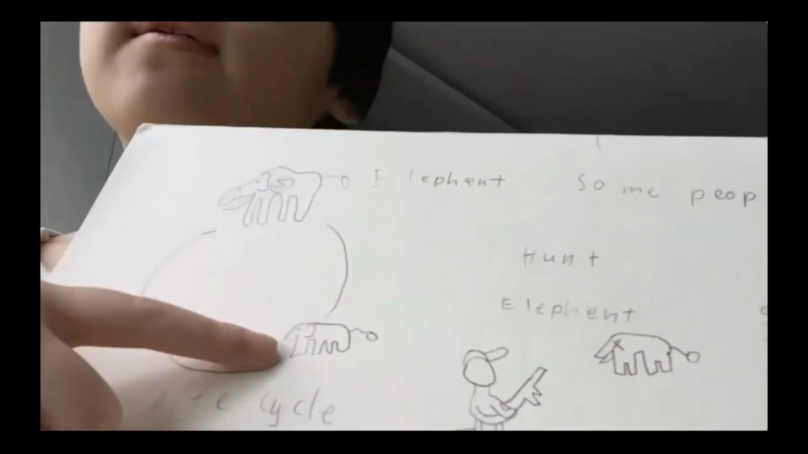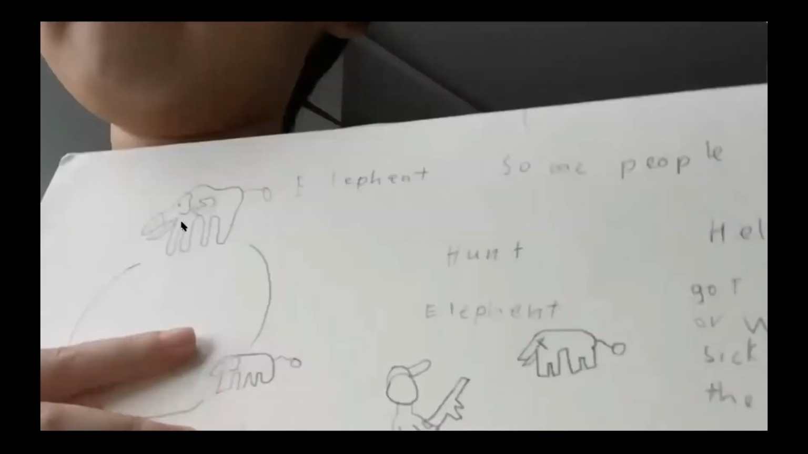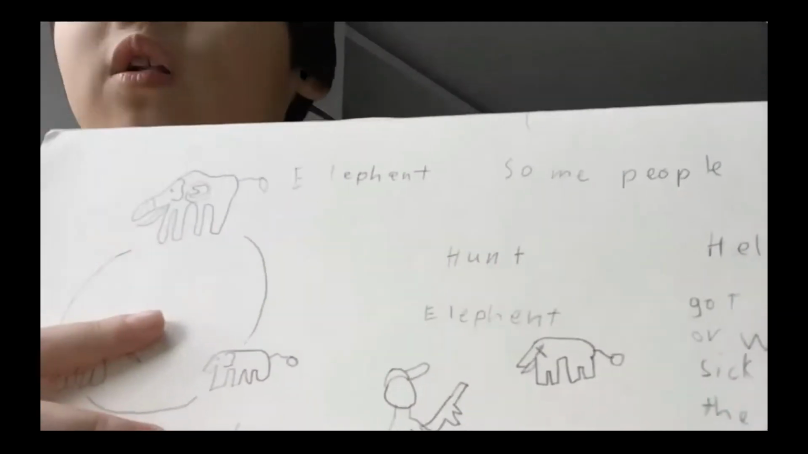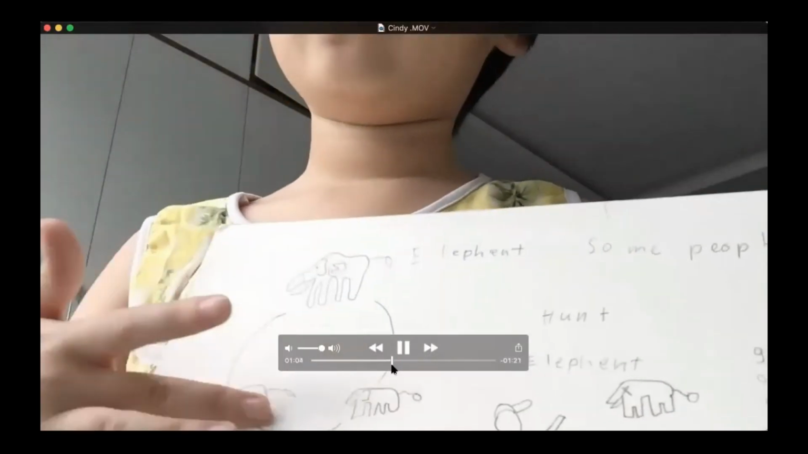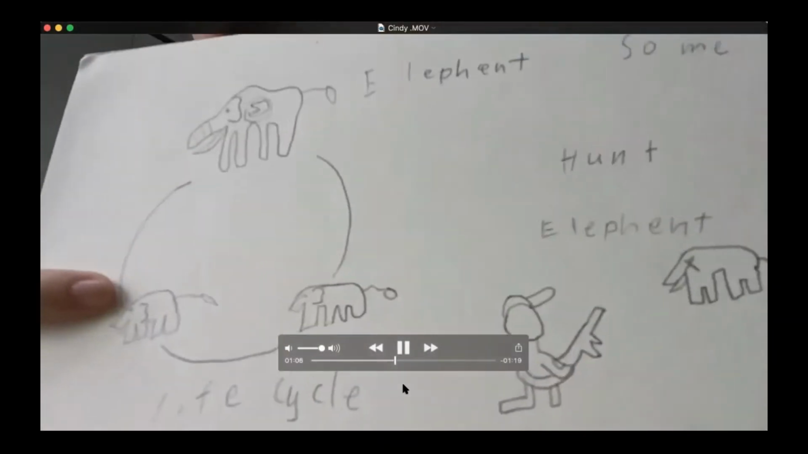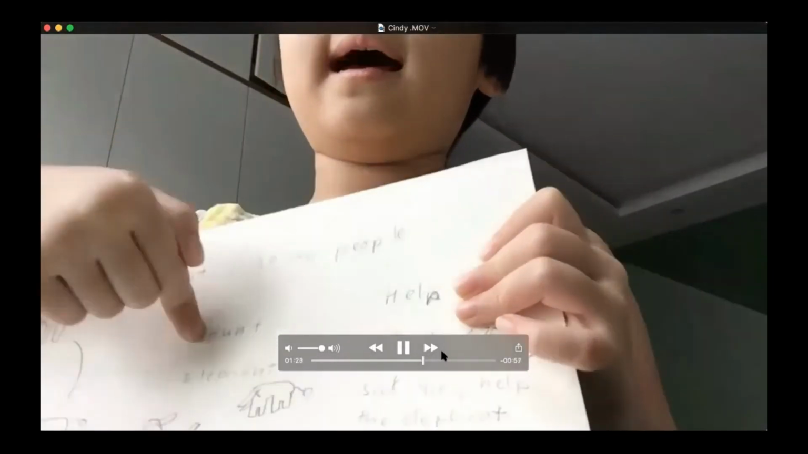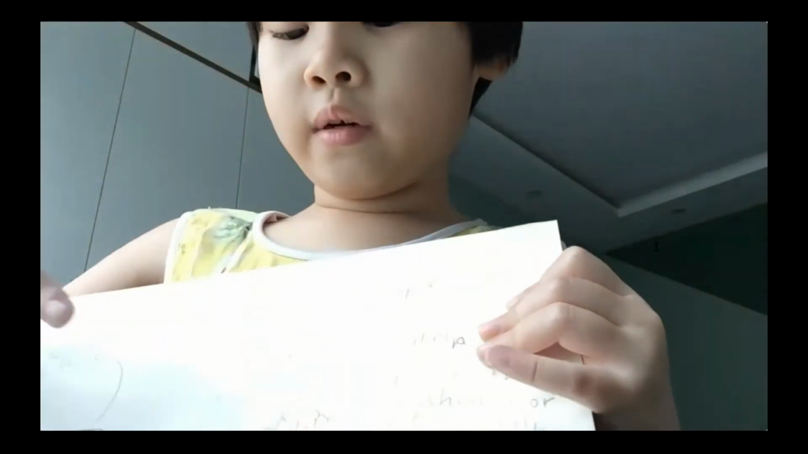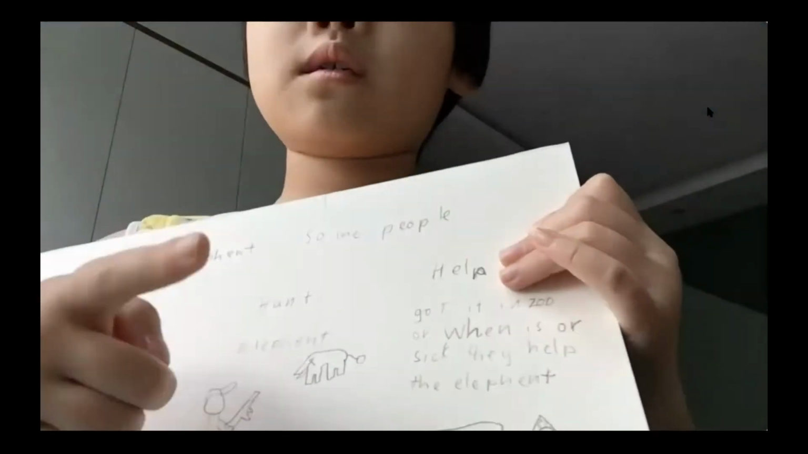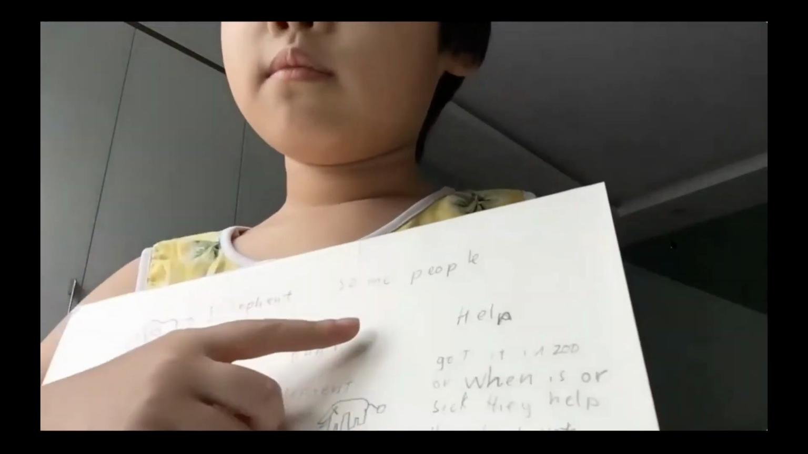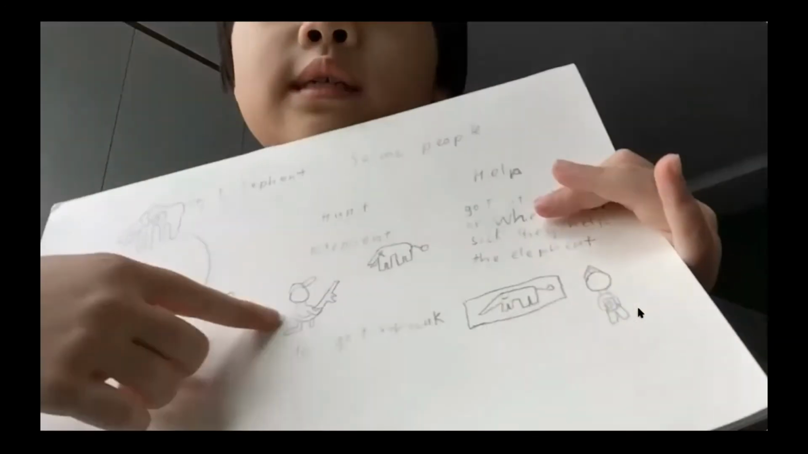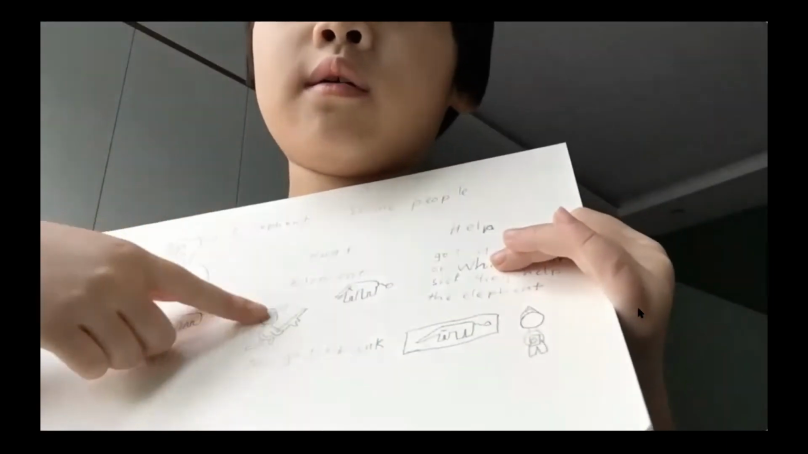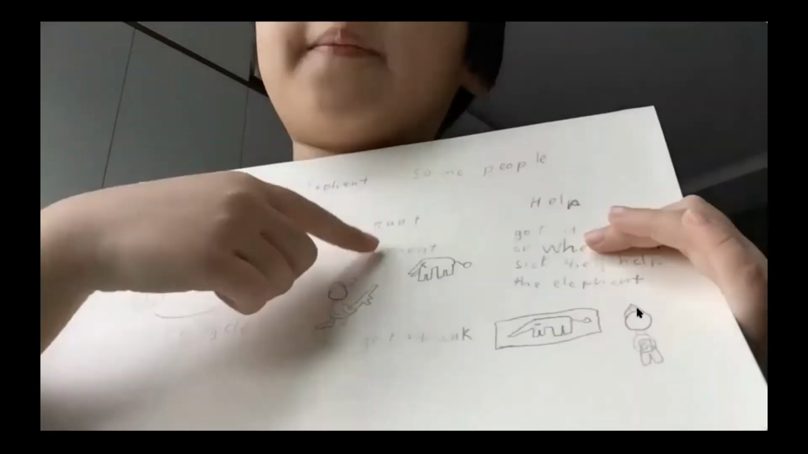Some elephants just got a trunk, but just small, and the baby elephant doesn't have a trunk. Then it has younger. You can see. First is hunt elephants. They want the trunk. Then they hunt the elephant. This is a picture, an example of that.